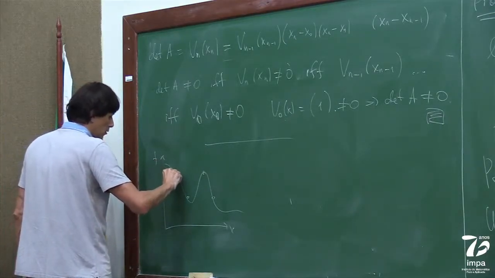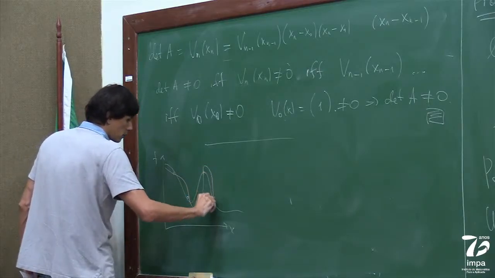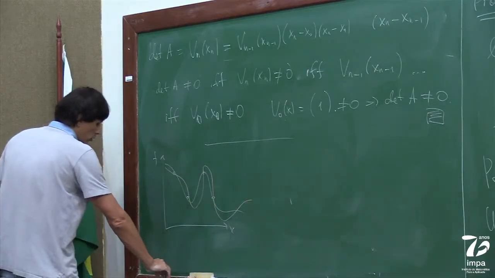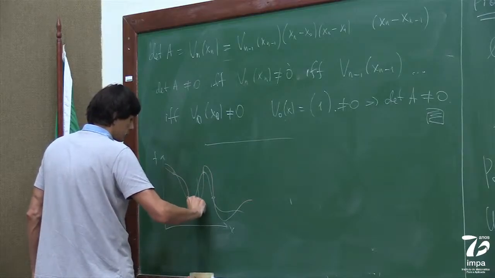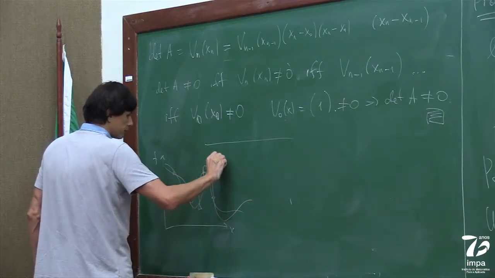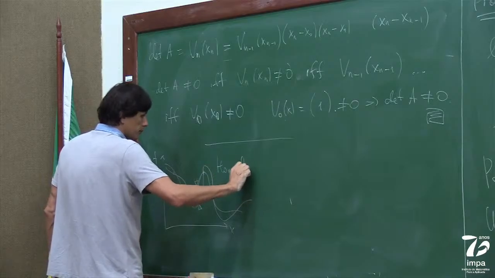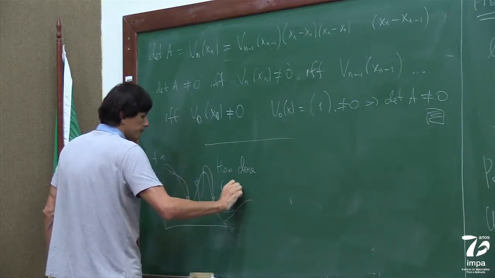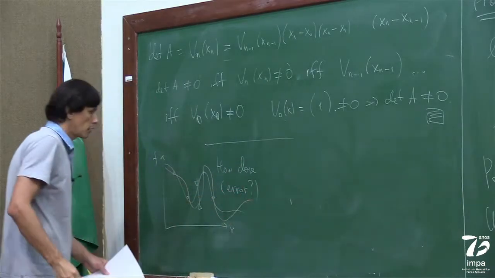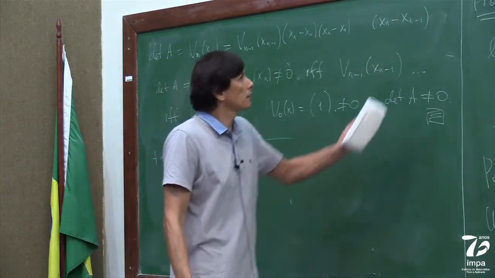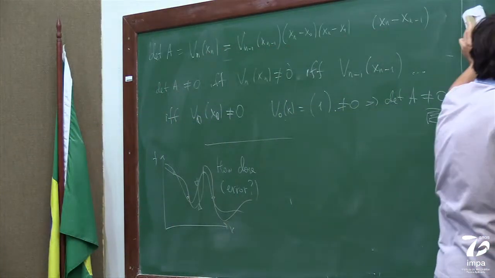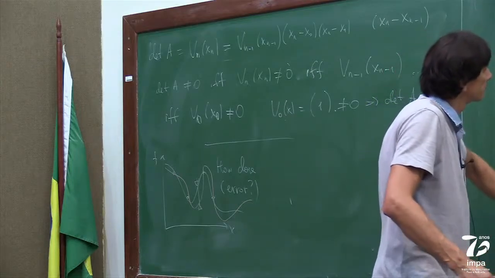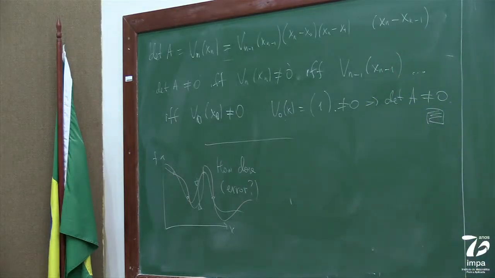because the function may be something like this, right? So how close? So the error. So now the next step is to estimate what is the error of this approximation. And the next, after the next, will be the step of how to make this error smaller.